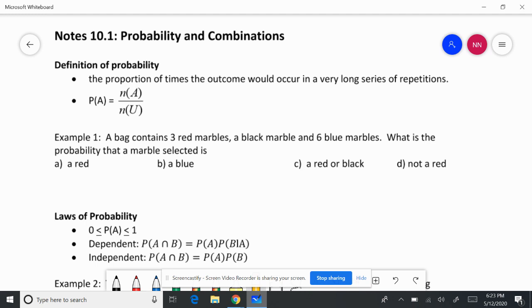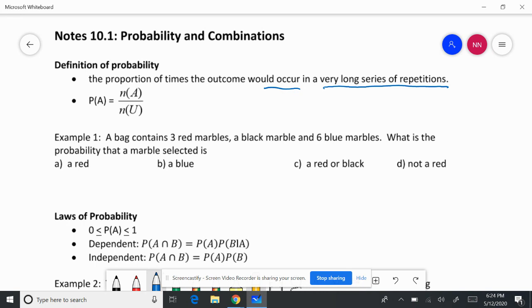We're moving into our last unit, which is probability. What we're going to do today is look at an introduction to probability. When we're looking at the definition of a probability, the main definition we come across is the proportion of times the outcome would occur over all of the possible events.